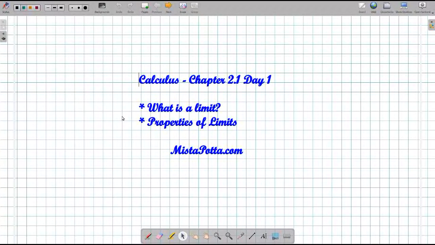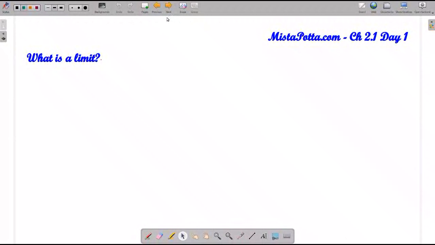Today we're going to start talking about limits. So we're going to talk about two ideas here. One is what is a limit, and two is what are the properties of limits, how we can use those properties to evaluate limits. Now this is going to be the first of a few days we're going to be talking about limits. So let's go ahead and get to the idea of what exactly is a limit.